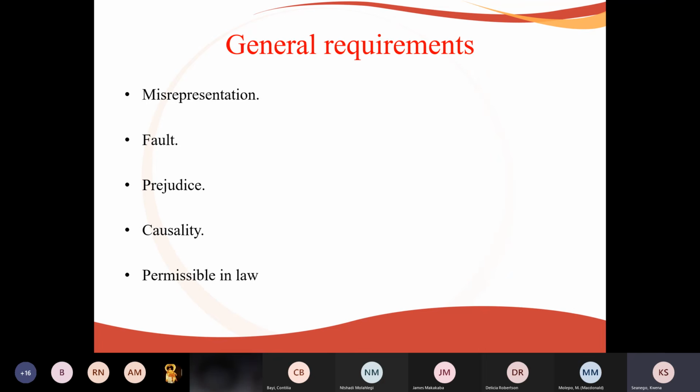Remember, we talked about misrepresentation by omission or commission. So if you entrust a property to another, does that amount to misrepresentation? If it does, is it by omission or by commission? It's by commission.